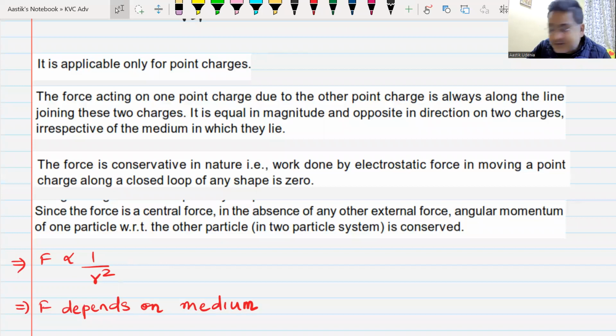So the next heading is the principle of superposition. We have done that before also. Do we remember this? Yes, sir. Where have we done this? Waves, sir.